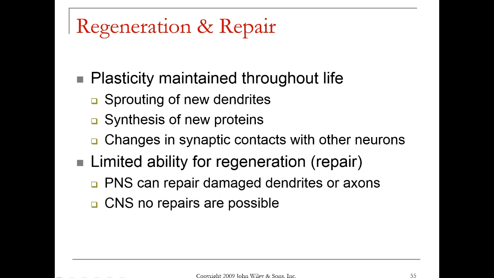Regeneration and repair. So remember, regeneration is not so good, but the brain is amazingly plastic. So plasticity refers to the ability to change the shape of the neurons throughout your life. So neurons are very plastic. You can sprout new dendrites. You can begin to synthesize new types of proteins or new neurotransmitters. You can alter their connections with other neurons. So they're very plastic throughout their life, but they have very limited abilities to repair.